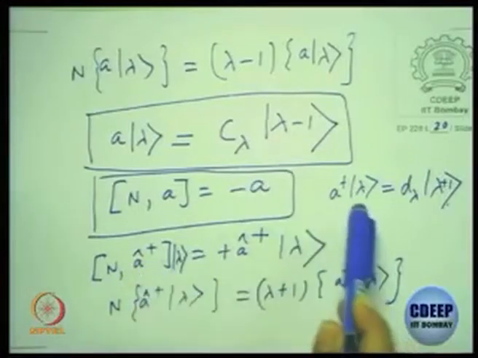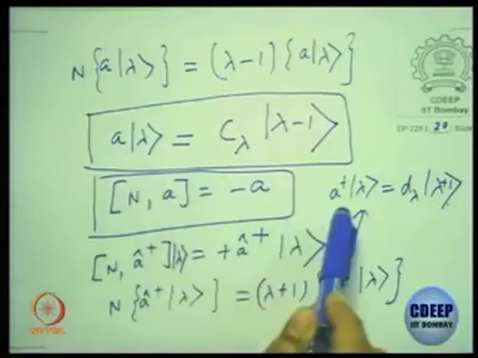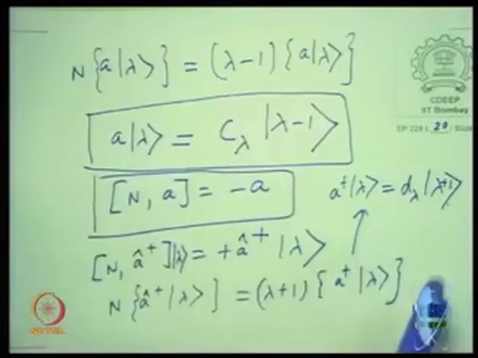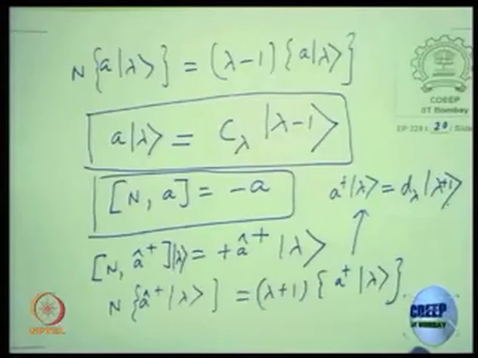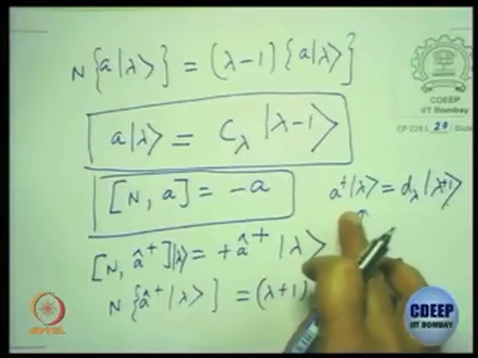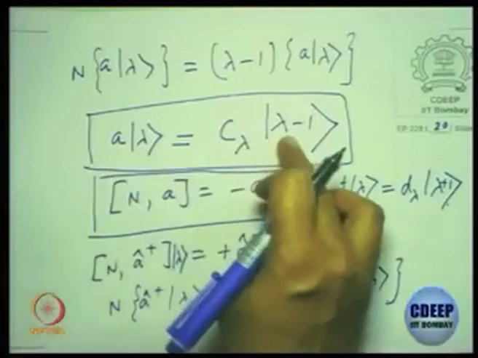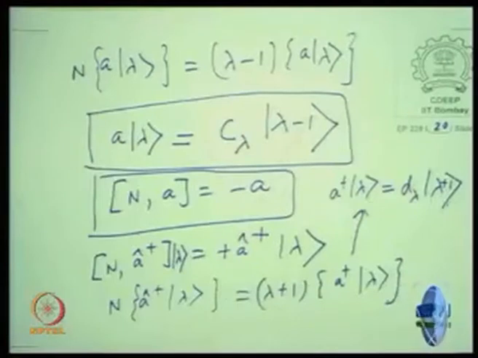But after we got this, you can also see whether A dagger A operating on a state lambda gives you the state back to lambda. You can see that if you do A on lambda, it takes you to lambda minus 1. If you do A dagger here, it will take you back to lambda. So it is an eigenstate of lambda. Very consistent. So we are just playing around with operators, algebra.